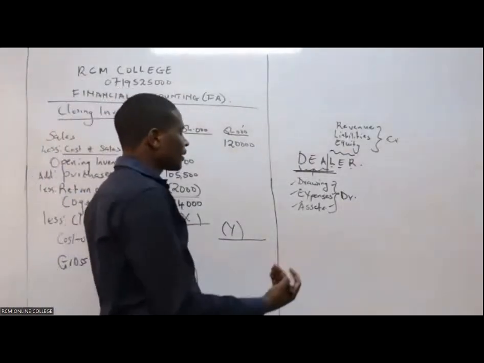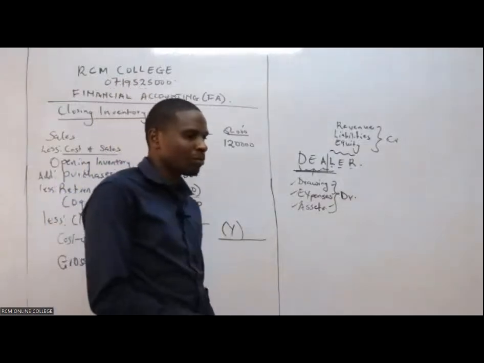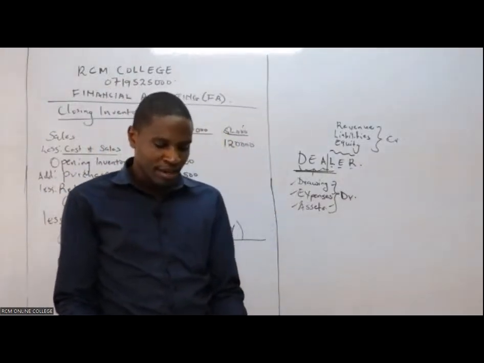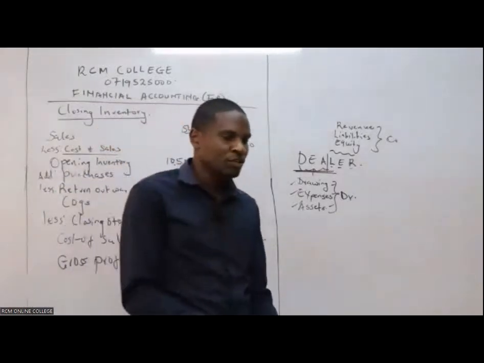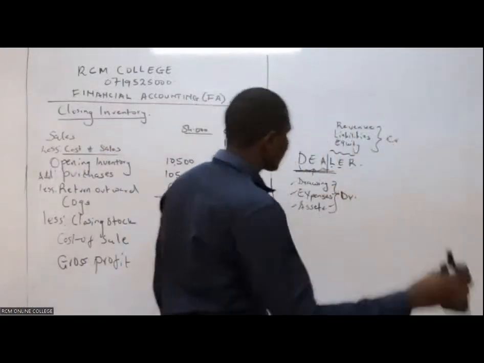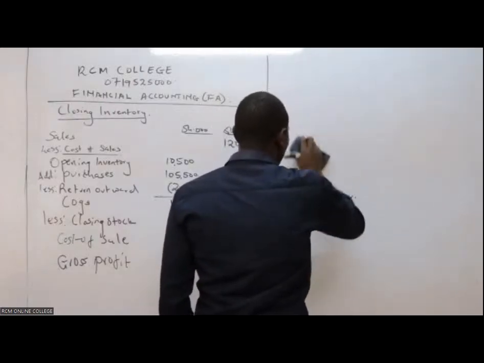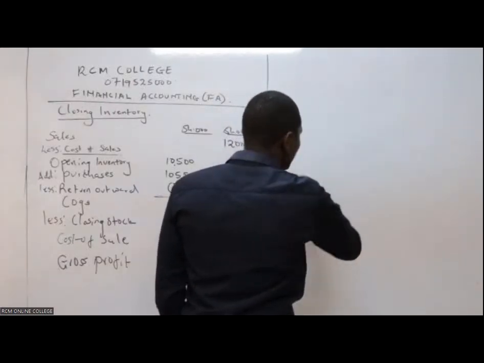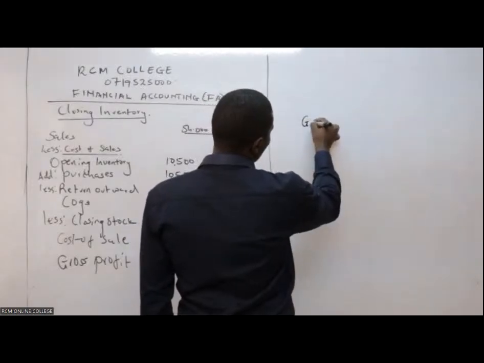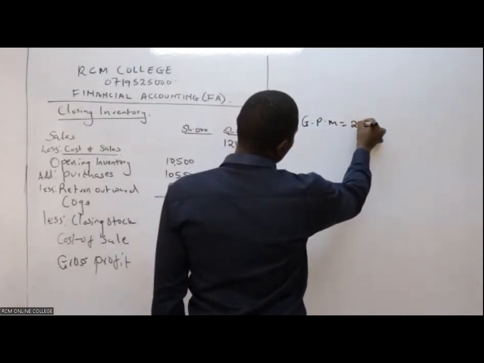Now, in our case, I can see additional information number 1. If you look at additional information number 1, we've been told that the company maintains a gross profit margin of 20%. Therefore, in this case, what do you have to do? Our gross profit margin is equal to 20%.